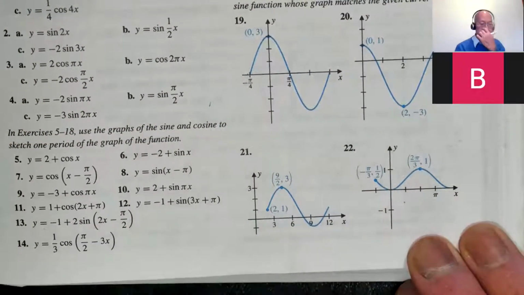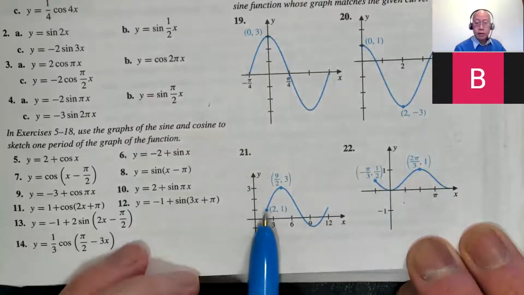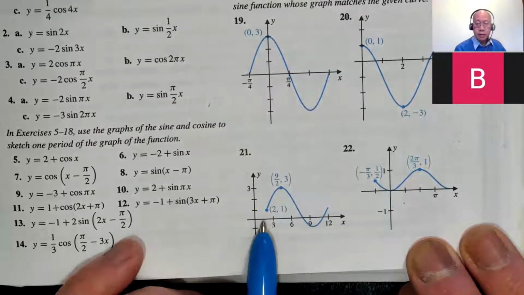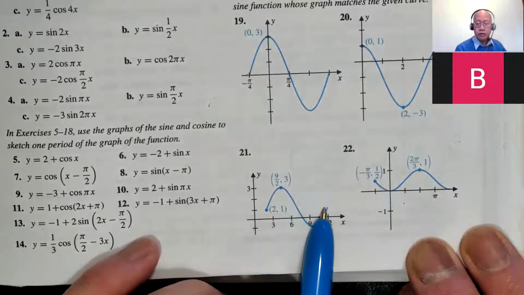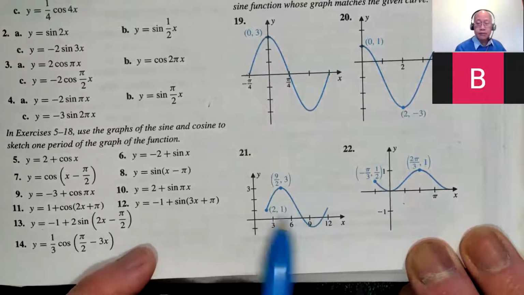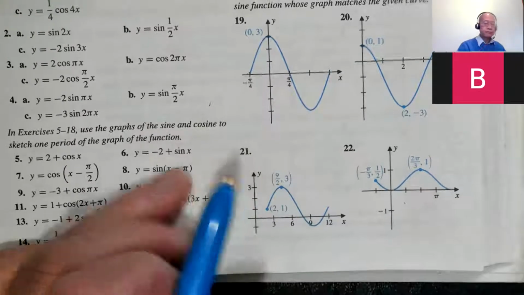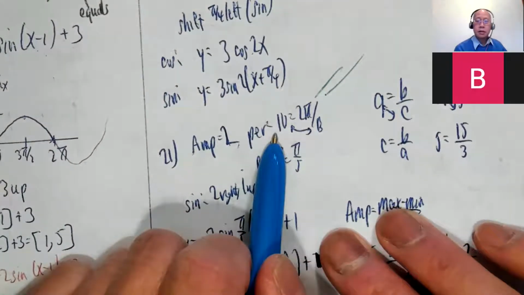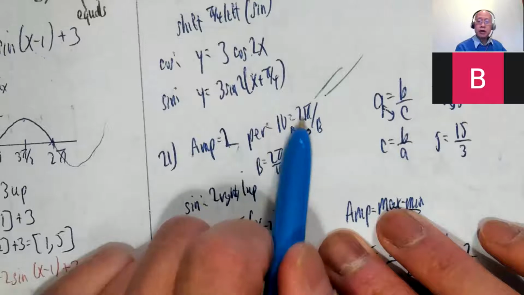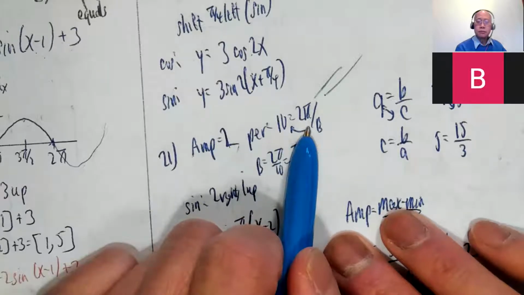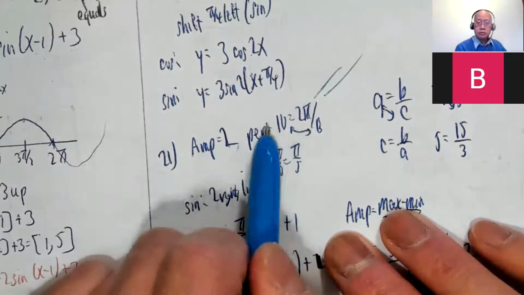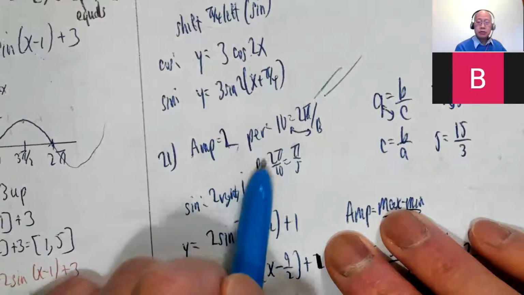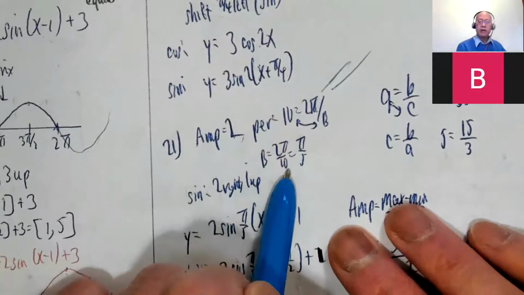What is the period? Well, here's one complete up and down. It's going from x equals 2 to x equals 12. So how far is it from 2 to 12? That's 10. Period is 10. Set that equal to the formula 2 pi over b. Swap these two. b equals 2 pi over 10, or pi over 5.